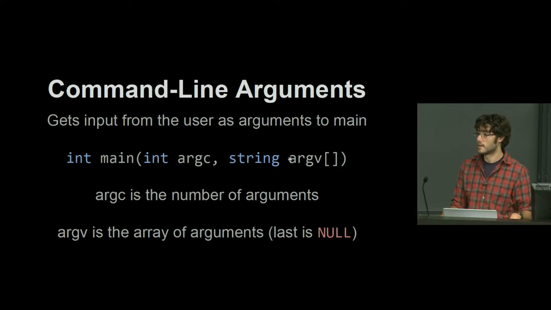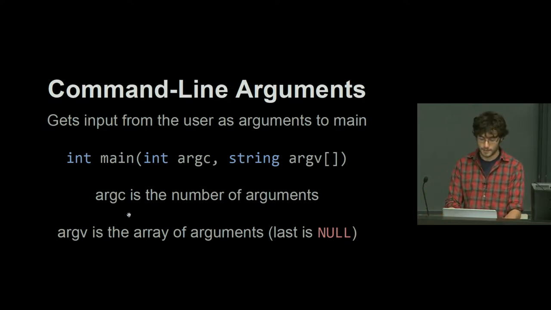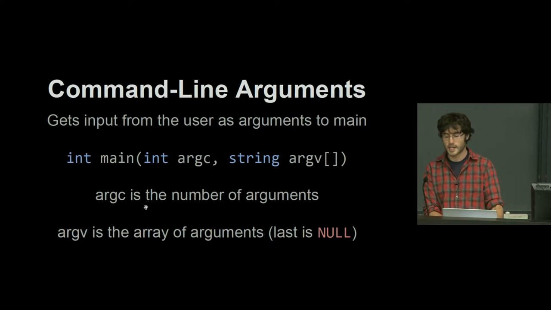Yeah? What do you mean by last element? The last element in the array. Because the array is length argc plus 1 of argv, the last element is the null pointer. It is argc plus 1. So in the case that I just said, argv 0 is a.out, argv 1 is 1, argv 2 is 2, argv 3 is 3, argv 4, which is 1 larger than argc, would be null. And that's the null pointer. Yes. And that's because string is a char star, is a pointer, and so it has to be the same type.